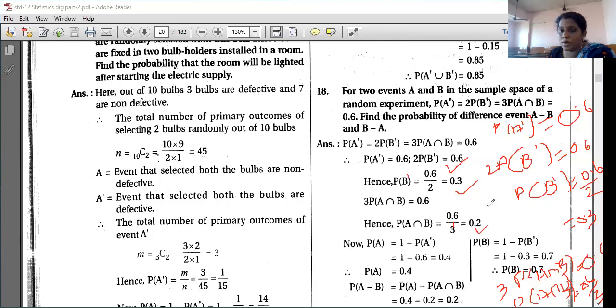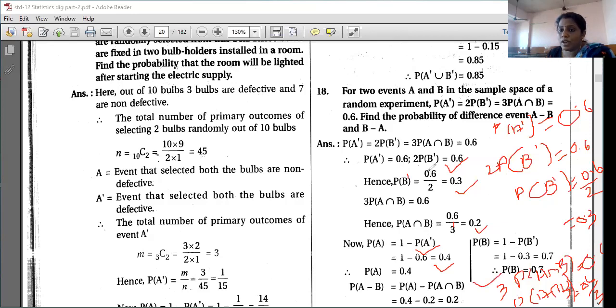Now three values you got. Now you have to find A minus B and B minus A. For that, what was the formula for A minus B? P of A minus P of A intersection B. So A intersection B is with you, but P of A is not there. Instead of that, P of A dash they have given. So you have to find first P of A. That is 1 minus P of A dash, that is 1 minus 0.6 is 0.4. So the value of P of A is 0.4 and P of B dash is 0.3. So you have to find P of B. That is 1 minus 0.3 is 0.7.